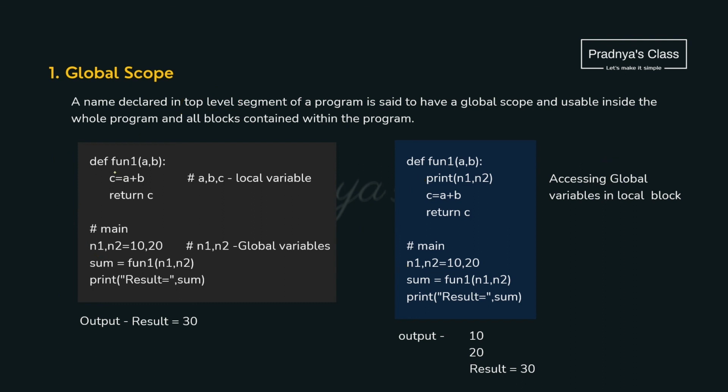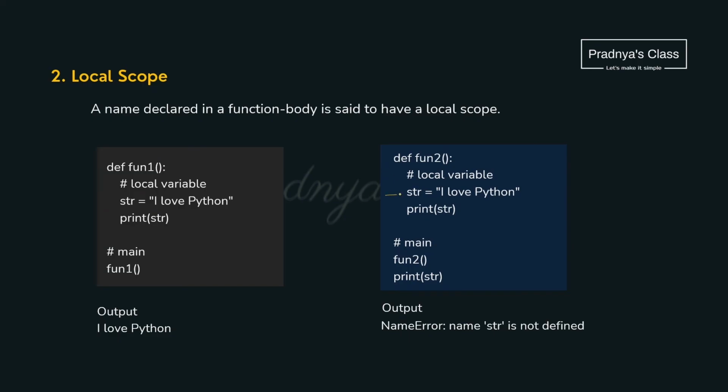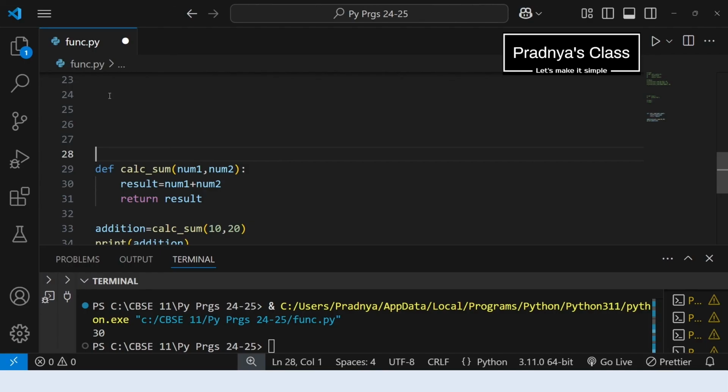Then what is local scope? If a variable is declared inside a block, that variable is called a local variable. It will be accessible only within that block, not outside of that block. So in this example, if you try to access the ABC variables outside the block, you will get an error. Look at this example. str is declared inside the block, so it's a local variable. You cannot access it outside. You will get an error.